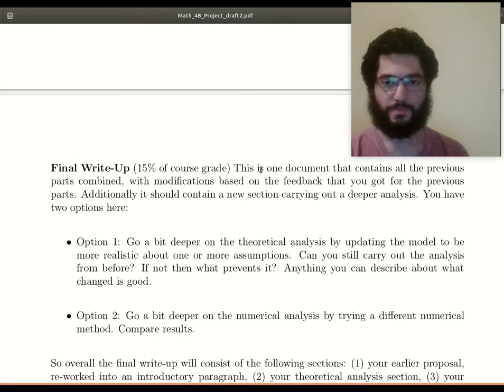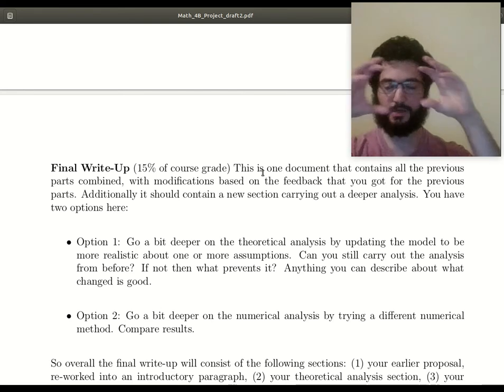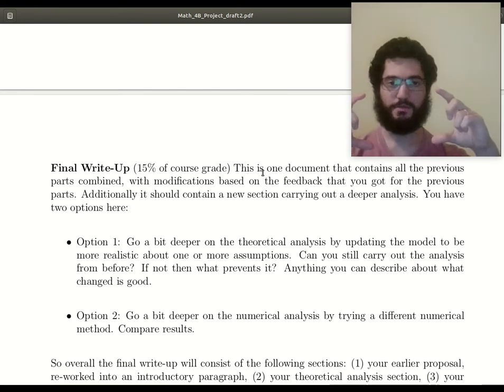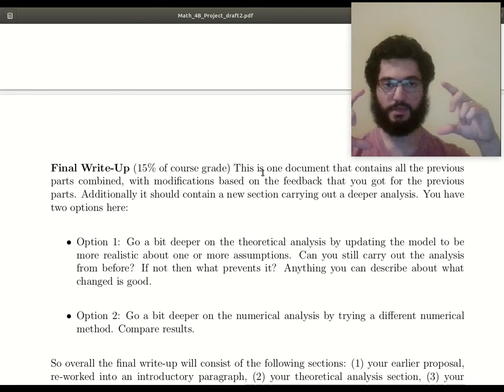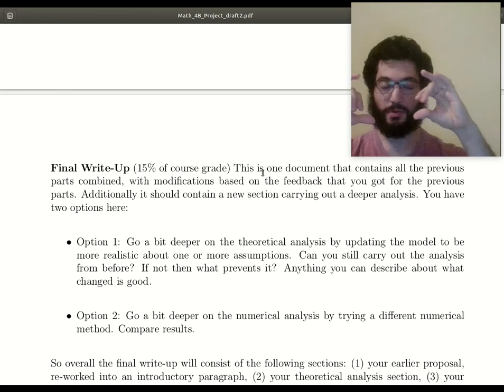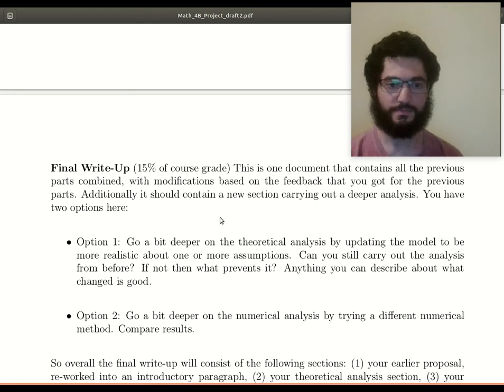For that, you're just going to combine what you previously had. So your proposal can be reworked into being an introduction. Then your theoretical analysis, and then your numerical analysis, with possible modifications, because those will be graded and you'll get some feedback on them. So you might want to change them up for the final write-up.